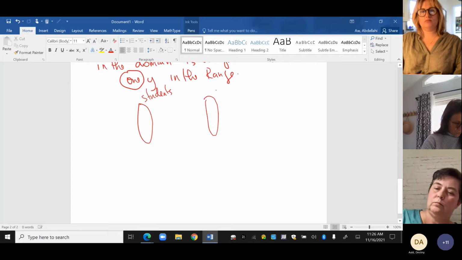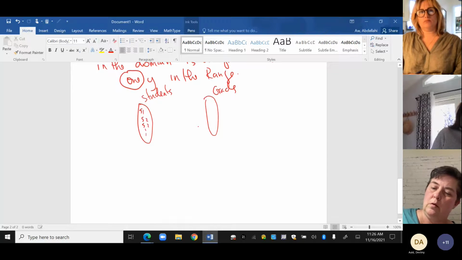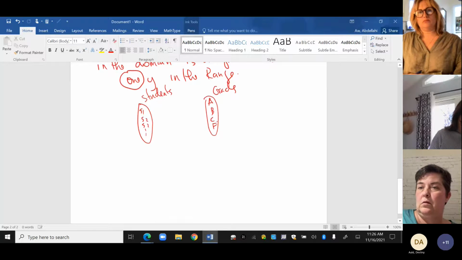And here's the final grade you will have in this class. You see student number 1, student number 2, student number 3, etc. And here you have A, B, C, and F. These are the four possible grades in this class, right? At the end of the class. Will that be a function or not?